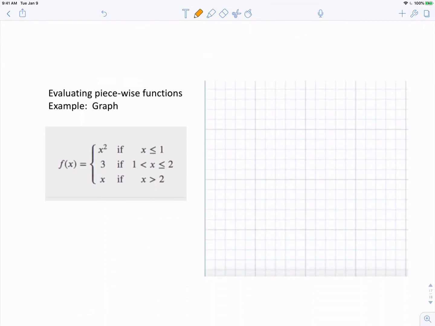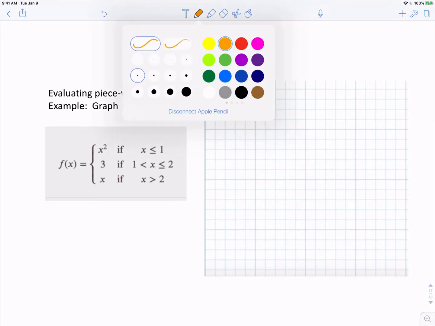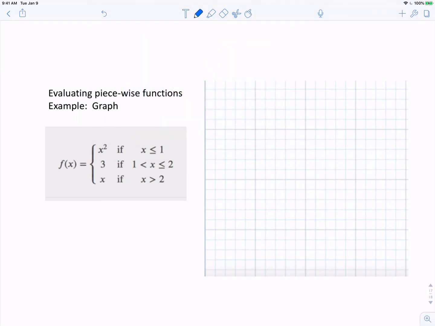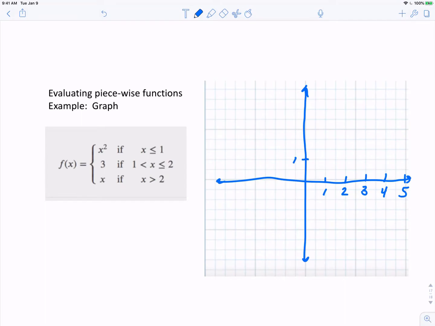Evaluating piecewise functions and graphing them. So let's graph this piecewise function. Now notice it comes in three pieces, where x is less than or equal to 1, where x is between 1 and 2, and where x is greater than 2. So let me put a scale on this graph here. Okay, and I'm going to let every 2 squares represent 1 unit. So I'm just labeling the axes to give us some idea of our scale.